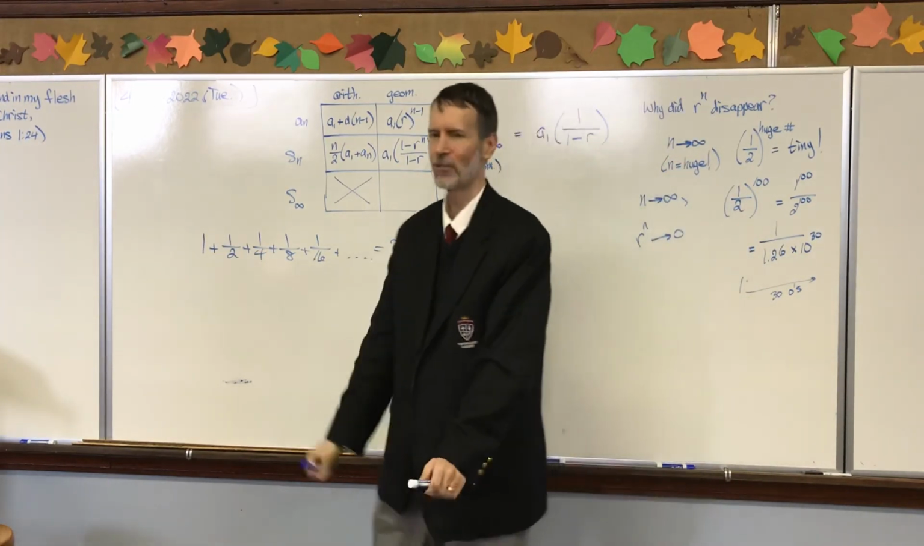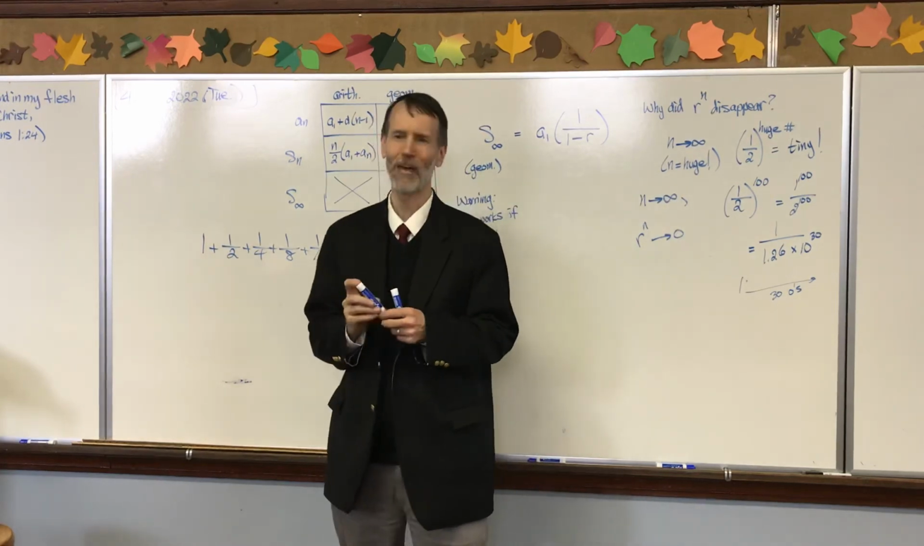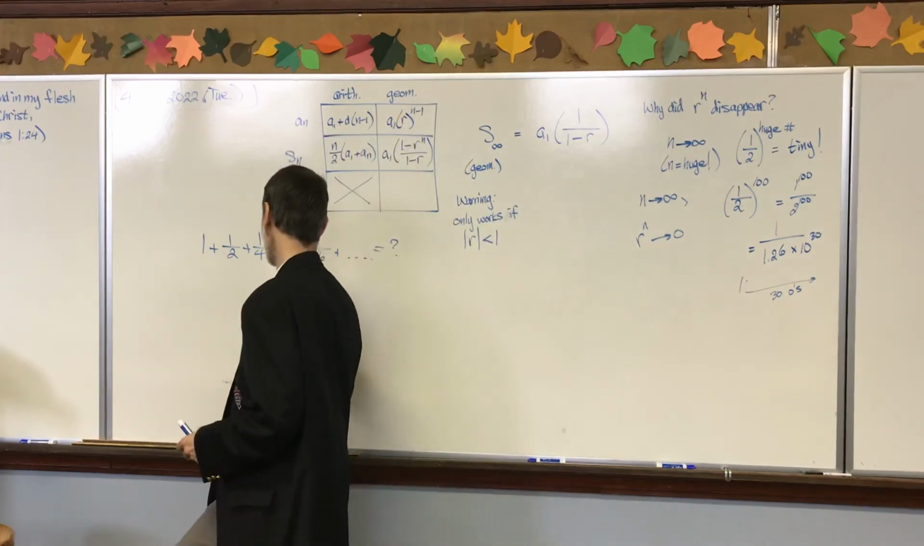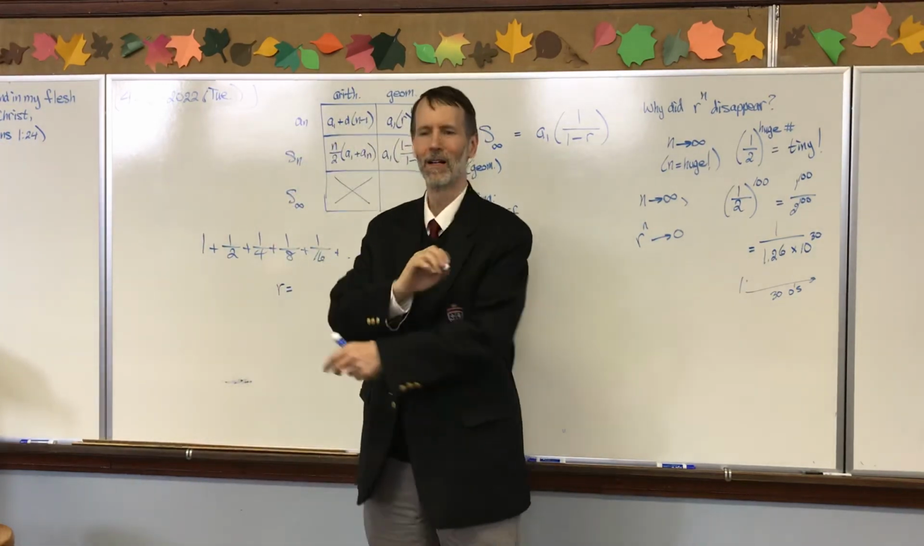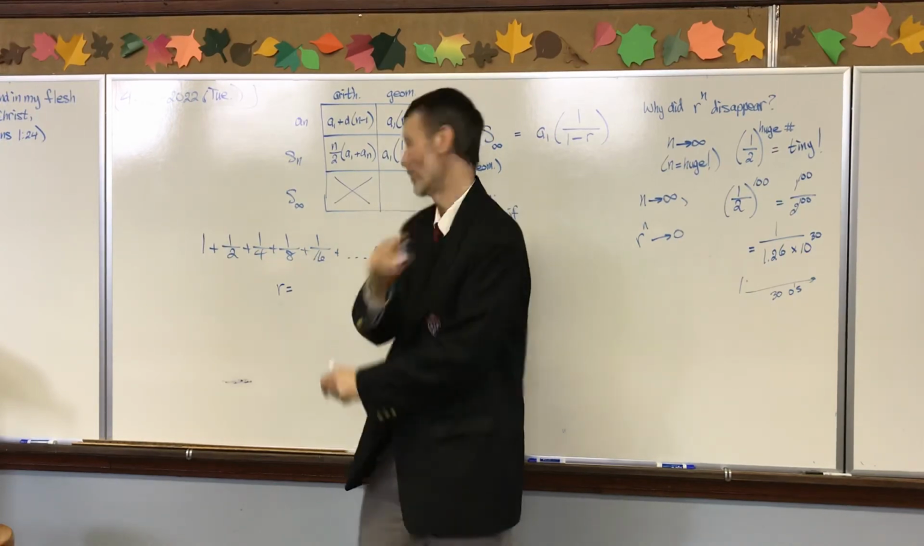What about this thing? Arithmetic, geometric, or neither? Arithmetic means you're adding the same. Geometric. Prove it. What's the value of R? What are you multiplying by to go over and over? 0.5, 1/2.